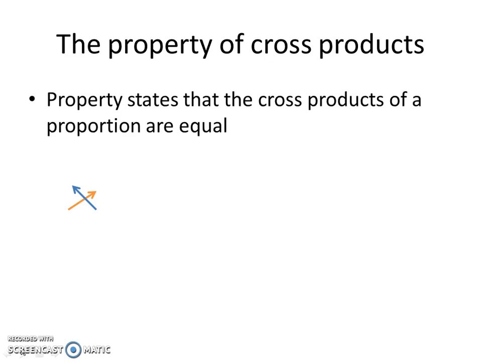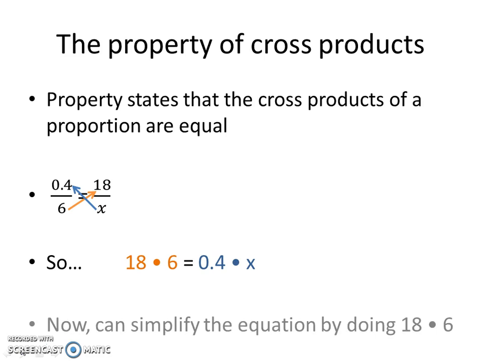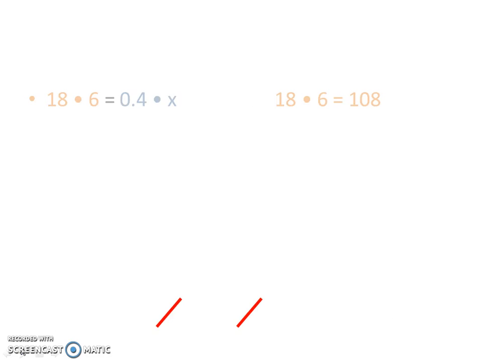So what is the property of cross products? This property states that the cross products of a proportion or a ratio are equal. So in this example, we could multiply 6 by 18 and 0.4 by x and set those equal to each other, like so. Now we need to simplify the equation. We could simplify the left side by doing 18 times 6, which gives 108. So now the left side of my equation is 108.